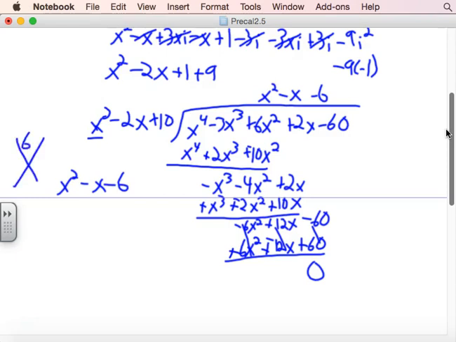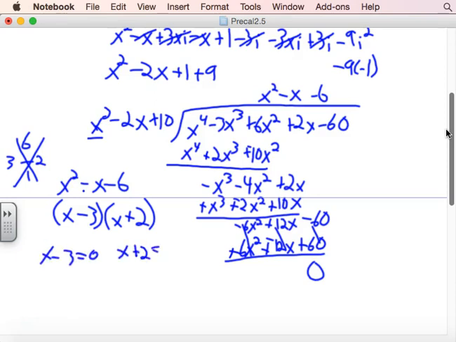What multiplies to be 6 and subtracts to be 1? 3 and 2. So we've got x and 3, and we've got x and 2. We put the minus on the big number, plus on the other one, and that's as factored as it gets. So we set each factor equal to 0. x equals 3, and x equals negative 2.